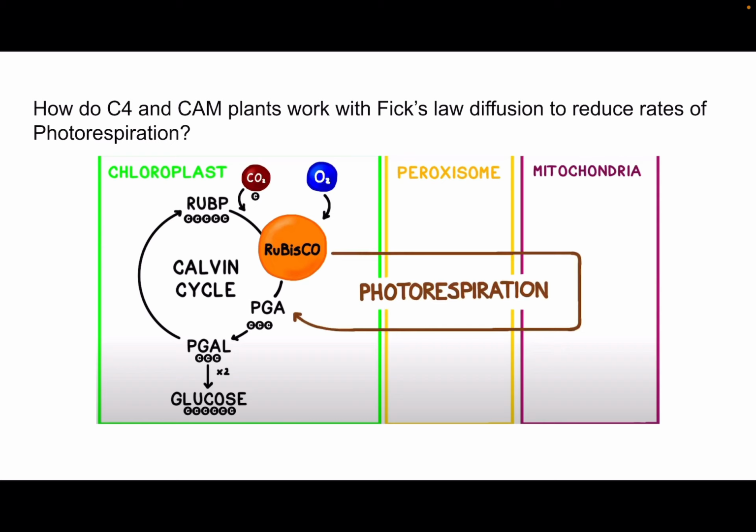CAM plants exploit a similar principle over time by collecting CO2 at night and releasing it gradually during the day. These plants ensure an optimal gradient for efficient diffusion during the Calvin cycle, all while conserving precious water. These strategies showcase how the laws of physics are harnessed by biological systems to enhance survival and efficiency.